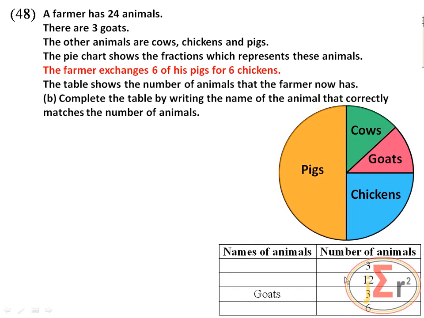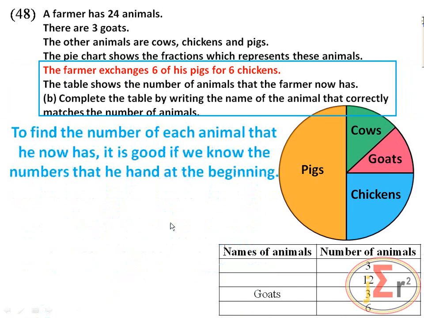And we need to complete the table. So what do we do? To find the number of each animal that he now has, it is good if we know the numbers that he had at the beginning. So we have not seen the numbers that he had to begin with. So we'll have to find the numbers that he had to begin with. Then, when we do the exchange, we will find the new set of numbers.